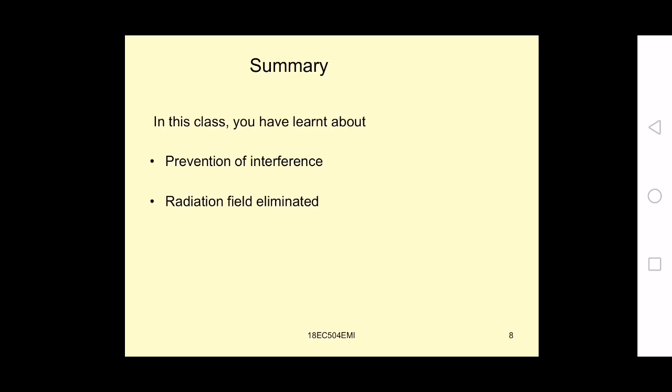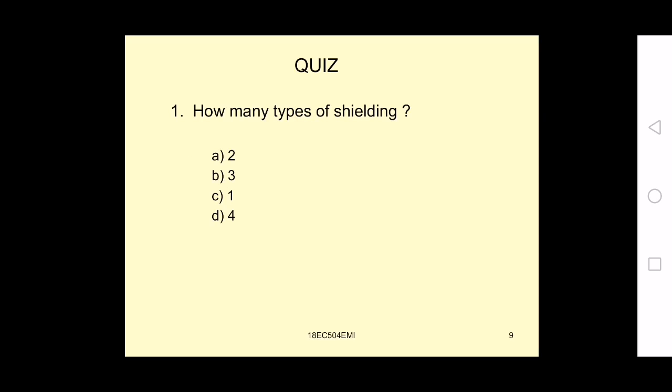In this class you have learned how to prevent interference and how the radiation field is eliminated by the use of shielding, that may be electrical shielding or magnetic shielding. How many types of shielding do we have? Two types: electric shielding and magnetic shielding.